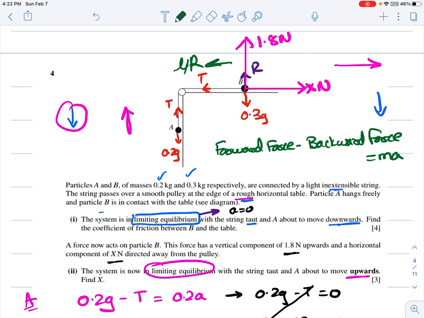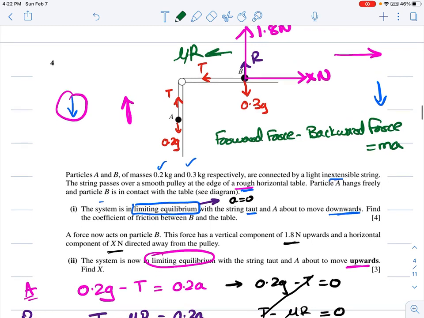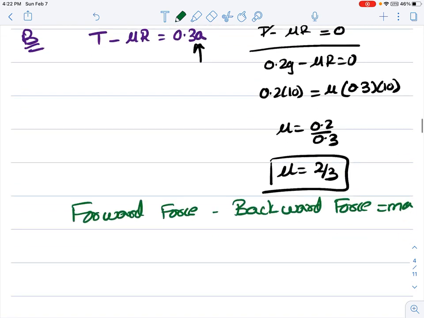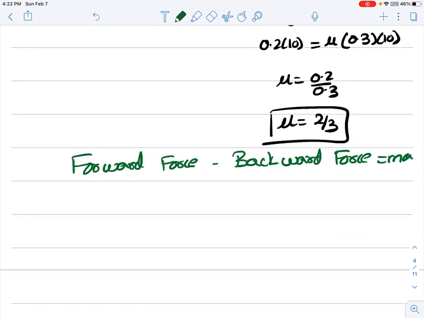So how should I be able to find the value of x? We know that forward force minus backward force is equal to ma. Let us do it by A first. Coming to A, the forward force is tension because it is going upwards, minus backward force 0.2 g, is equal to ma, which is 0 since it is in equilibrium.